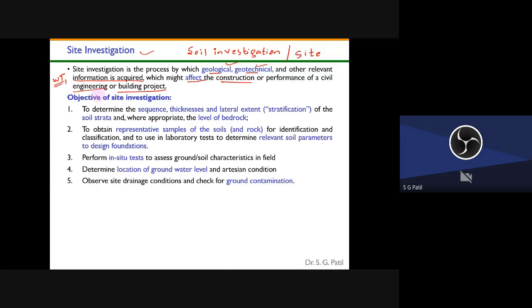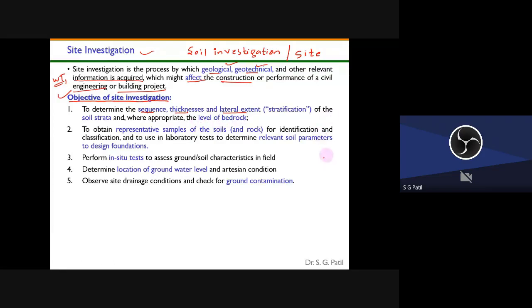Okay, so what are the objectives of this site investigation? Why should we do this site investigation? Or what are the parameters we are going to obtain through it? The first objective is to determine the sequence, thickness, and lateral extent, or stratification, of the soil strata, and, wherever it is appropriate, the level of the bedrock also.